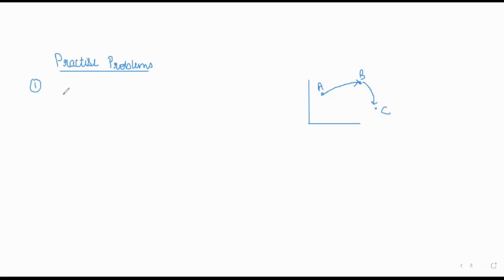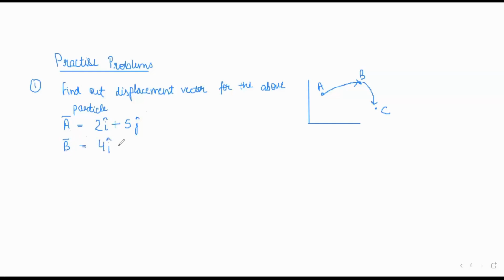The question says find out the displacement vector for the above particle where A is defined as 2i cap plus j cap. This is the position vector of that point A. B is 4i cap plus 6j cap, and C is minus 2i cap minus 7j cap.